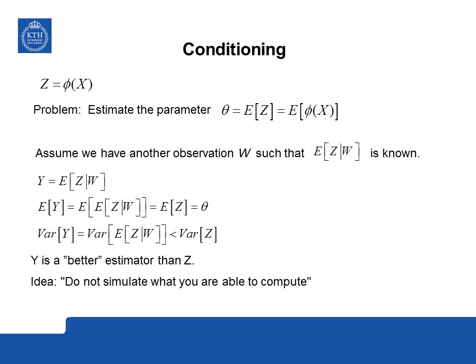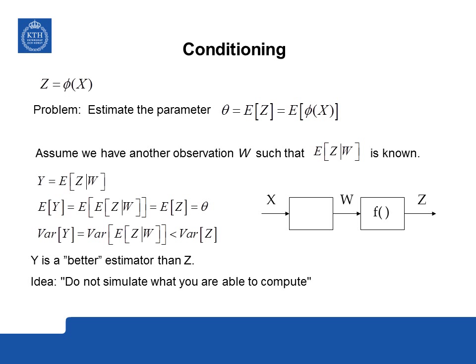The practical implication is that we should not simulate what we're able to compute. The fact that we know the expectation of z given w we can represent in the following way: our system actually has two components. One, we feed in x, and there's some random operation that we have no control over. The output of this operation is w, and then we feed w into a deterministic function that gives us z.